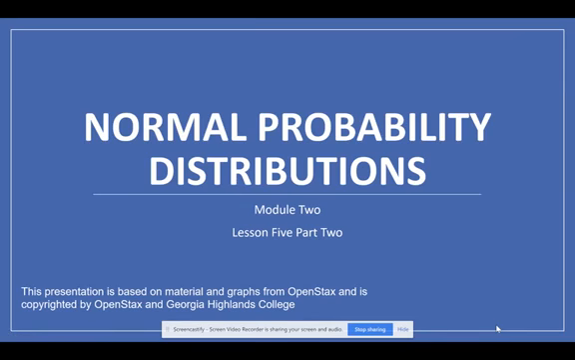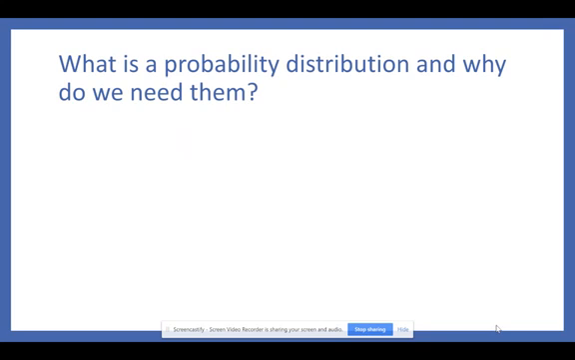This is Module 2, Lesson 5, Part 2, and we're going to be talking about normal probability distributions. But before we can really talk about normal probability distributions, we need to have an understanding of what a probability distribution is and why we even need them.